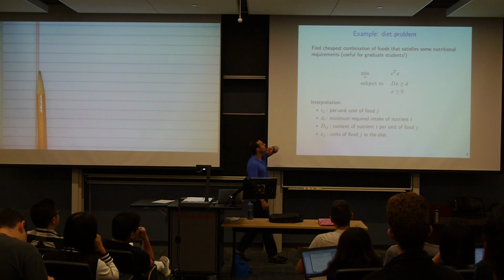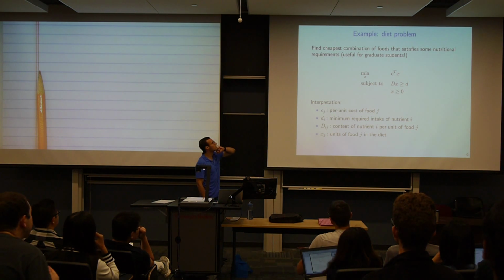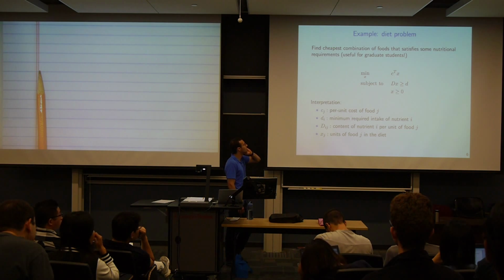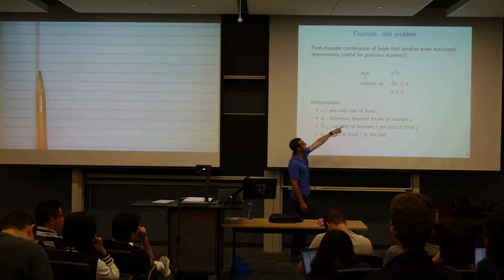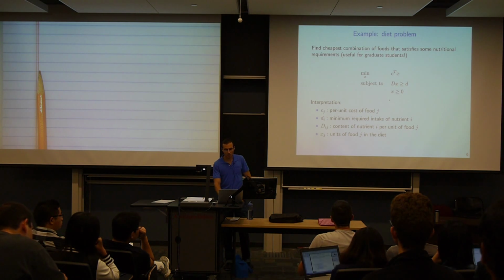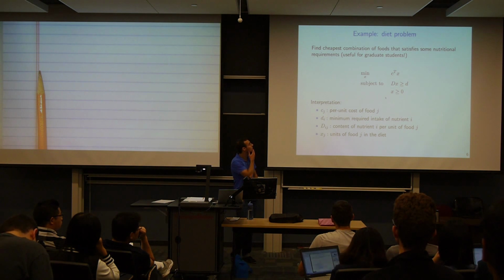So let's consider this problem. Minimize c transpose x subject to an inequality constraint, Dx is bigger than or equal to little d, and x is bigger than or equal to 0. So this makes sense, right? You can't consume negative units of food, or at least that would be pretty bad if you were doing so.